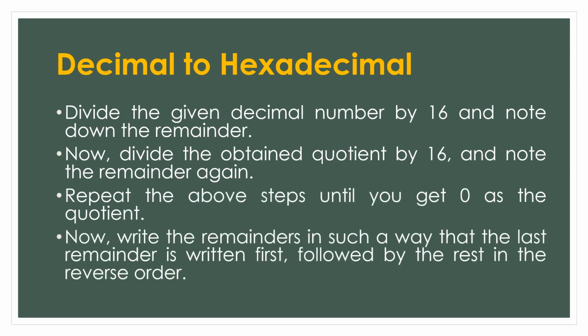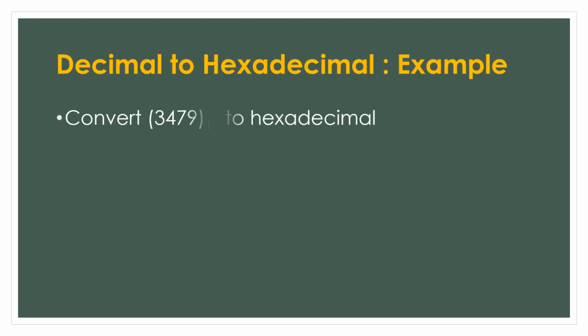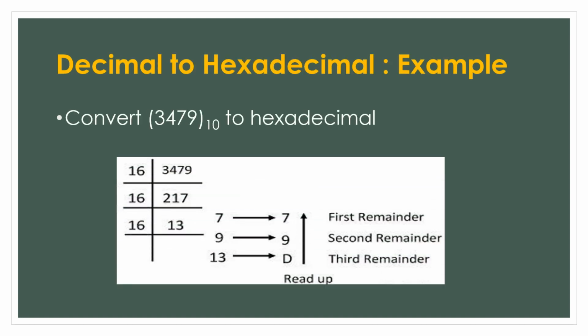Decimal to hexadecimal conversion is done by following these steps. Divide the given decimal number by 16 and note down the remainder. Now, divide the obtained quotient by 16, and note the remainder again. Repeat the above steps until you get 0 as the quotient. Now, write the remainders in such a way that the last remainder is written first, followed by the rest in the reverse order. Decimal to hexadecimal conversion. An example.